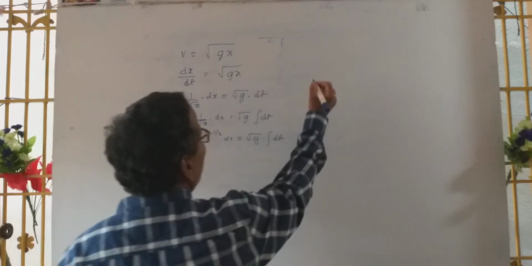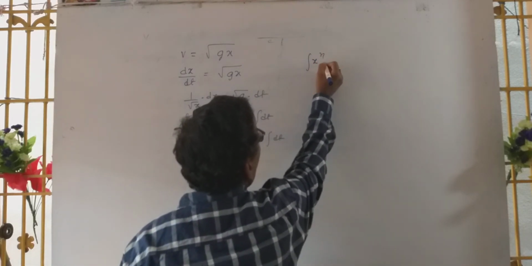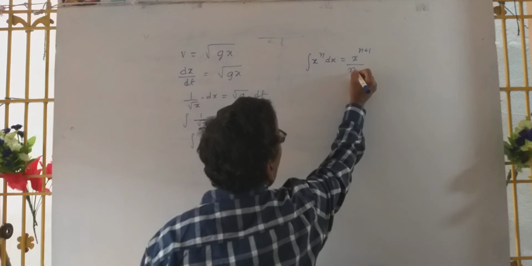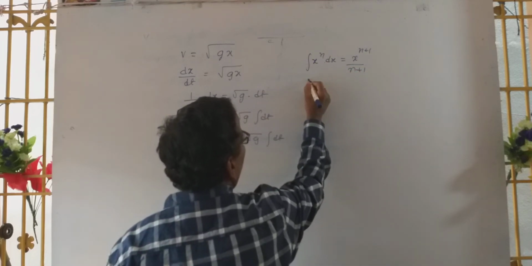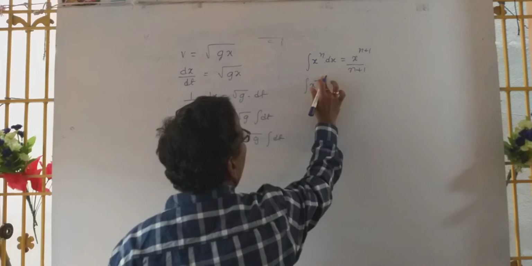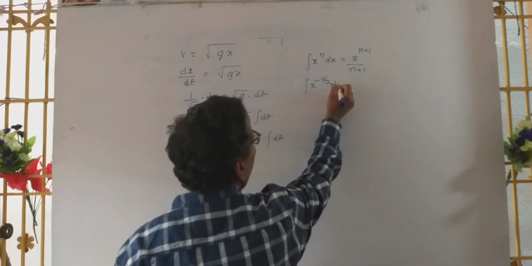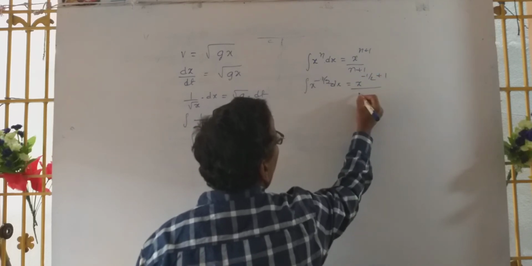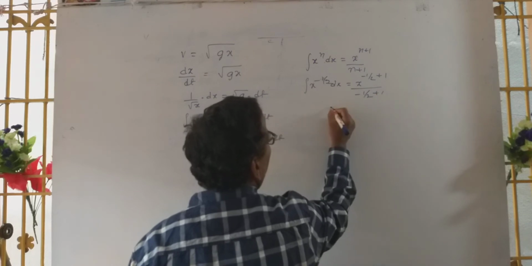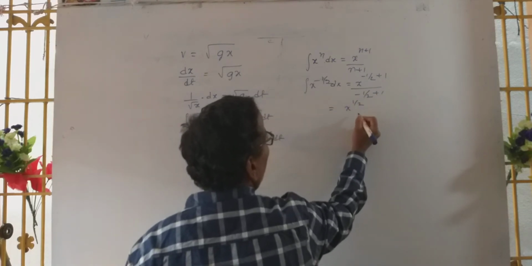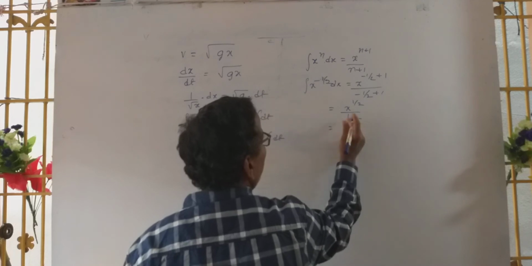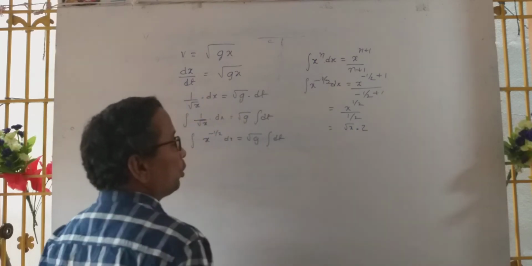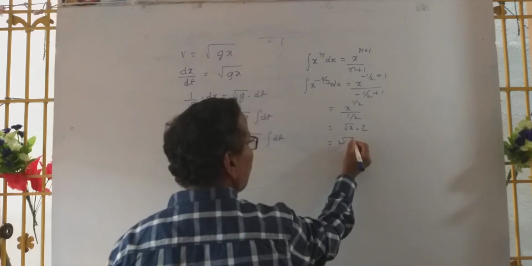Integral of x power of n dx is equal to x power of n plus 1 by n plus 1. So from here integral x power of minus 1 by 2 dx is equal to x power of minus 1 by 2 plus 1 by minus 1 by 2 plus 1. That is x power of 1 by 2 by 1 by 2. X power of 1 by 2 means root x. 2 goes up, multiplied by 2. So we are getting here 2 root of x.